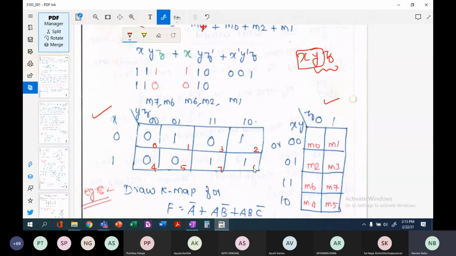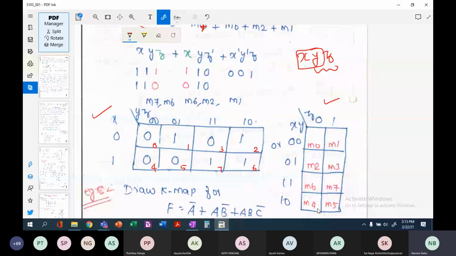Okay, this will come as you keep on doing different K-maps. And if you are using this kind of a K-map, then you must be slightly careful. Then you cannot randomly apply like this. 0, 0, 0 corresponds to M0. 0, 1, 0 corresponds to M2. 1, 1, 0 corresponds to M6. 1, 0, 0 corresponds to M4. So 0, 0, 1 corresponds to M1, M3, M7, M5 likewise. So you create the minterms.